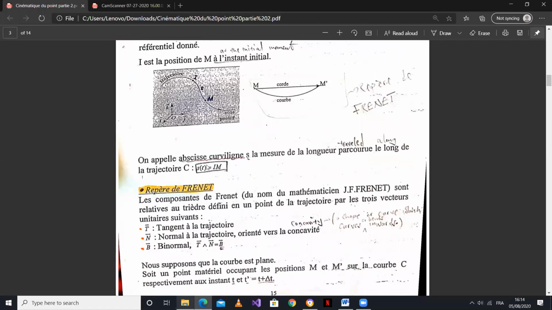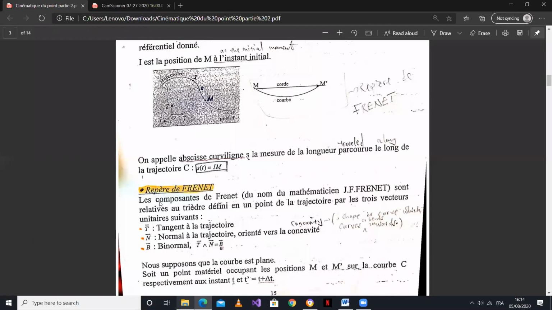And as you can see here, they're telling you S de t, S is a function de t, because the point is being displaced with respect to time. So we have it's equal to IM, as you can see from I to M. This length there is the abscisse curviligne, which is S.